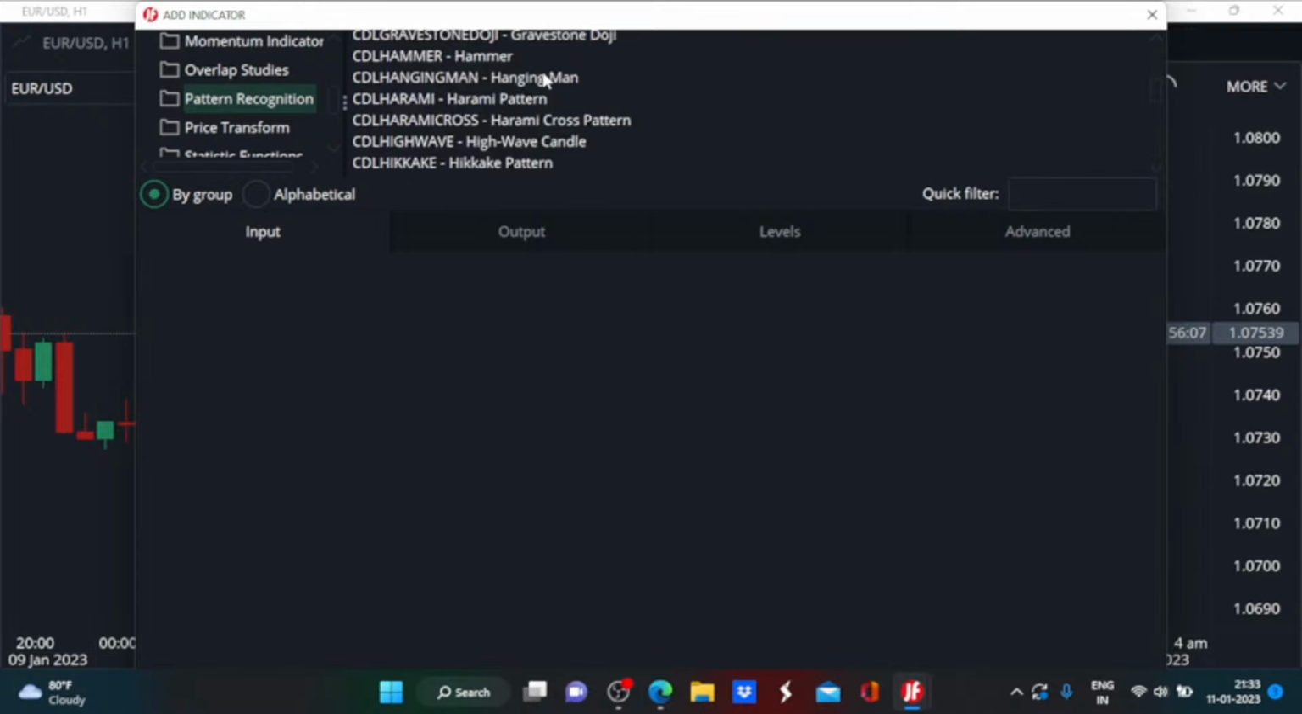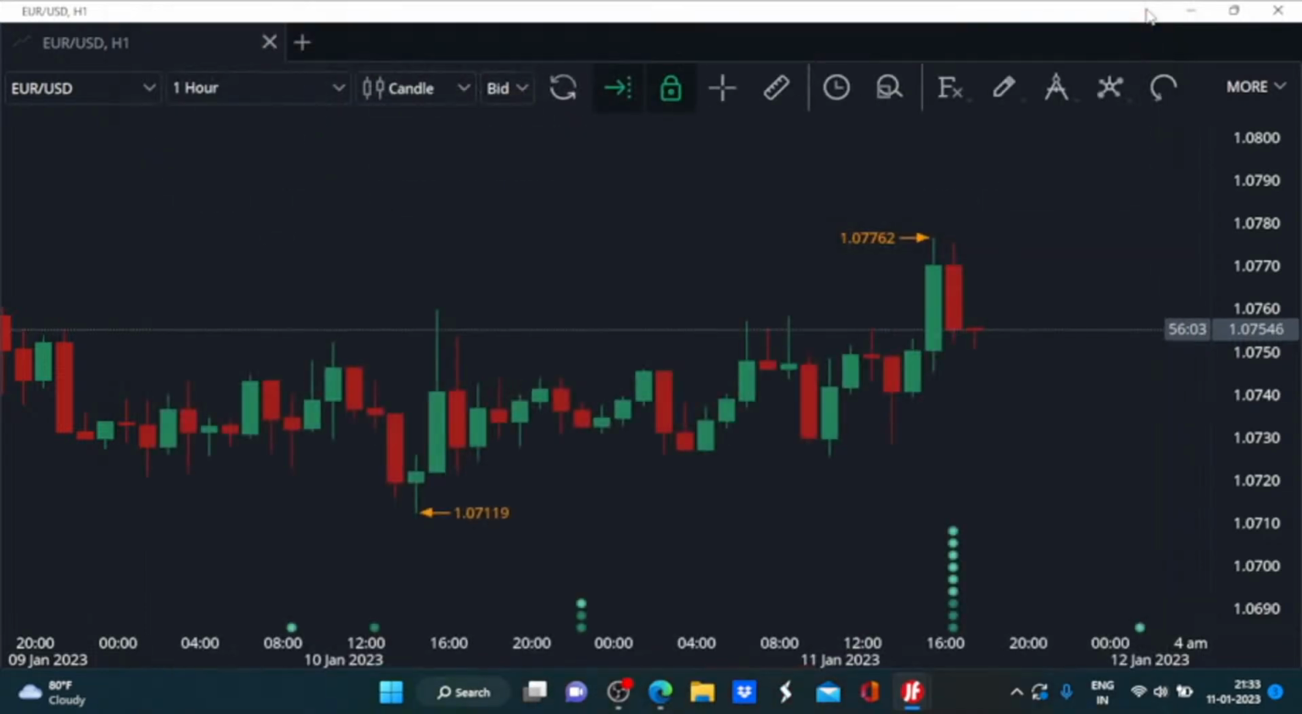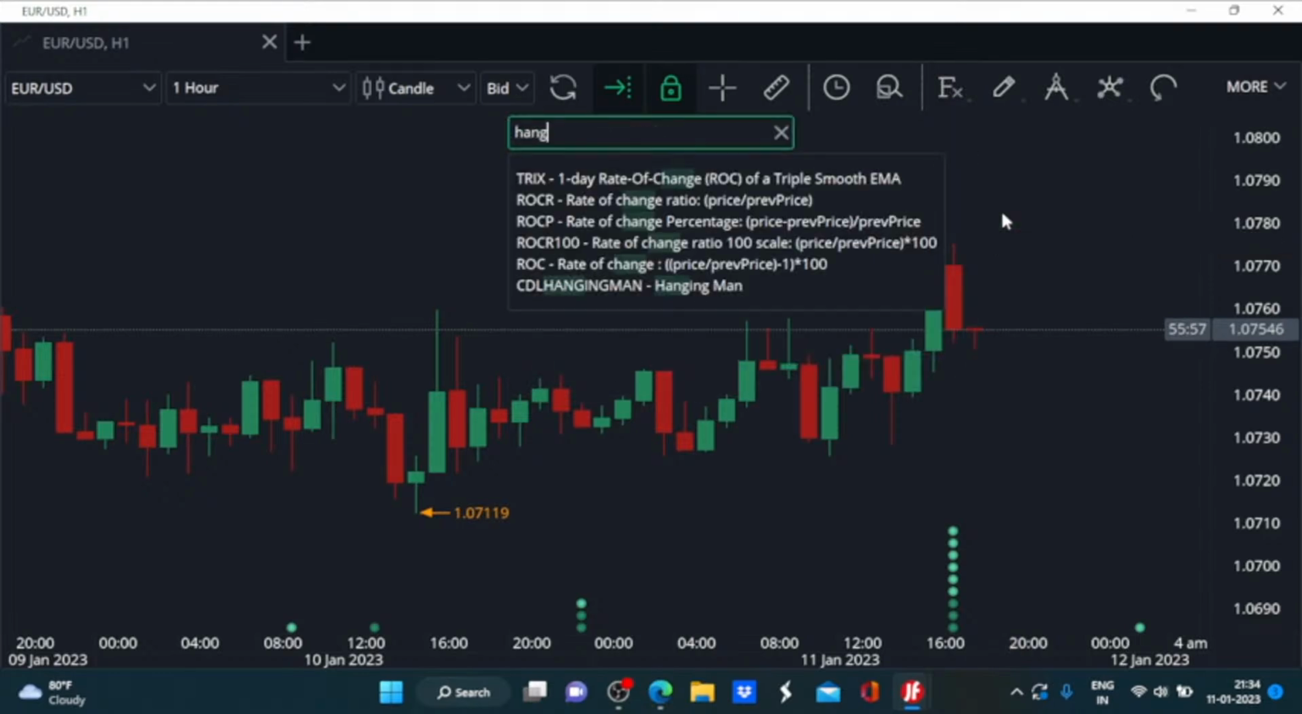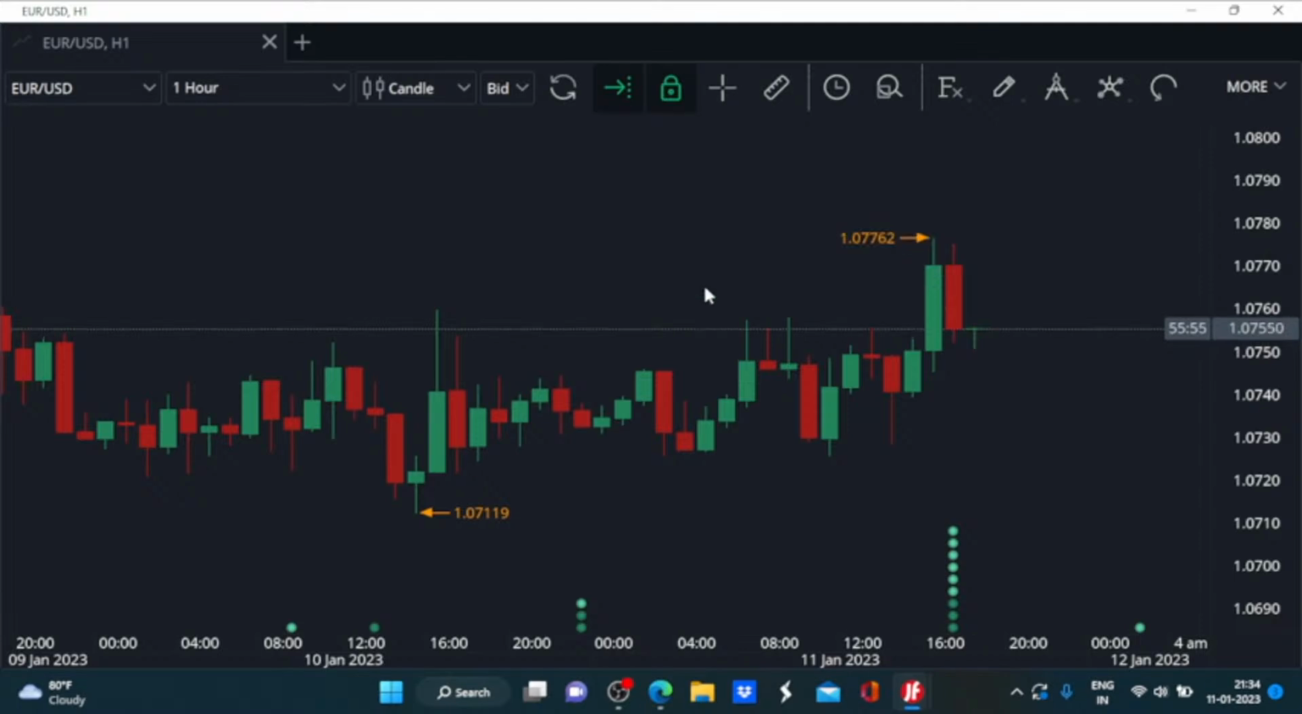Hanging Man. Here it is, just below the hammer. Or you don't have to take this much trouble, simply do a quick search, type in Hanging Man, and you will have it on the chart.